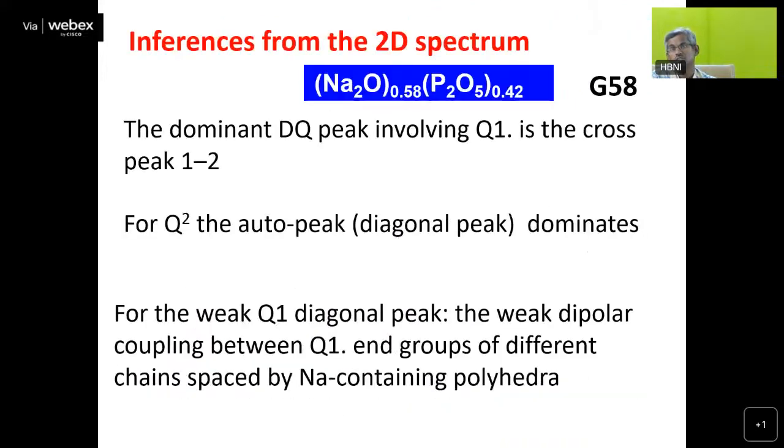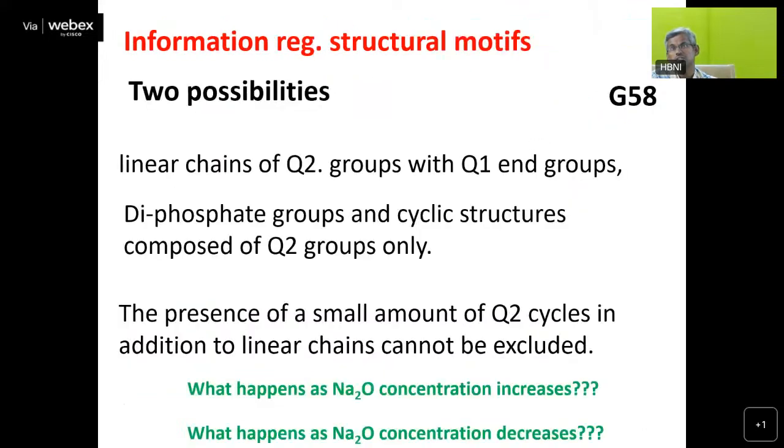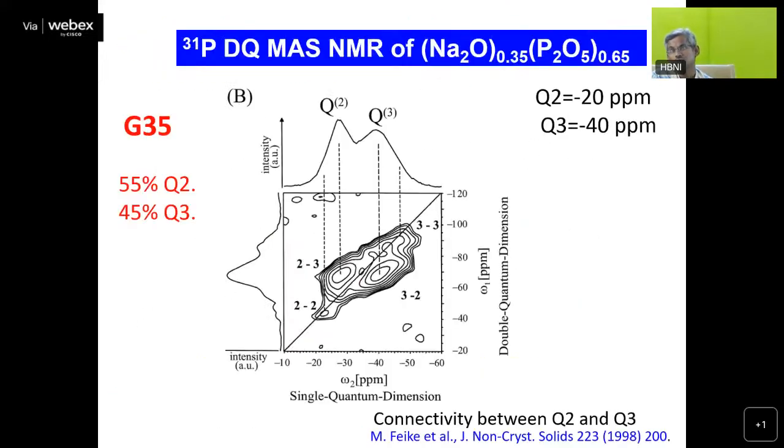Sorry, I have made a mistake. For example, yes, you are right. This is 35%, which means you are decreasing the concentration of sodium oxide. In the previous case, you were increasing the concentration, 58%. Now you have only 35% sodium oxide concentration.